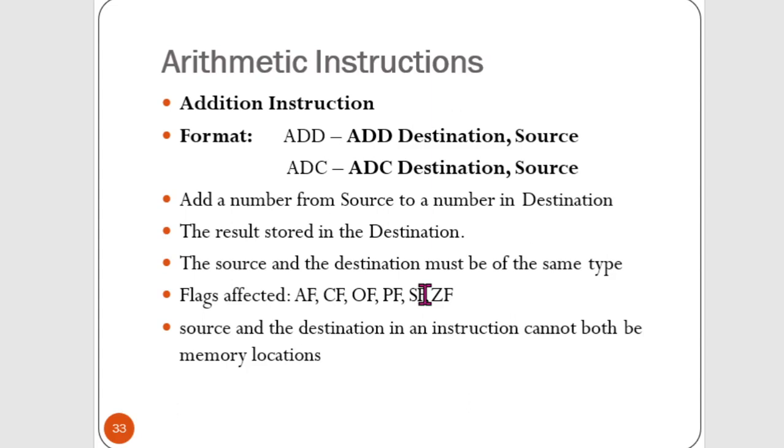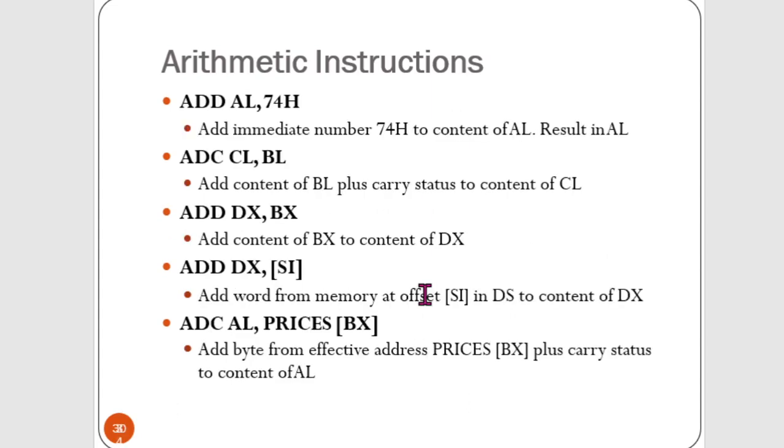Now let's move on to the addition instruction. So add with carry, the same usual addition with the source and destination. And as you know, flags are affected using add instructions. For an example, consider ADD AL comma 74. So we are adding register AL with 74, and the result will be saved in the AL register.